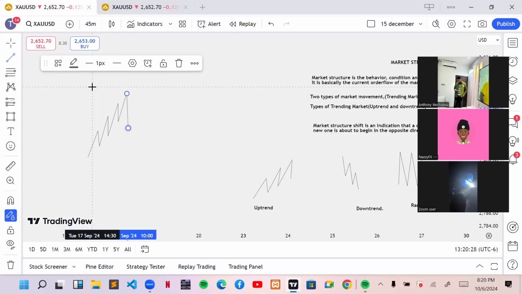The previous trend that the market was on would not be maintained. Now it's an indication that this is no longer an uptrend, but the market is now turning into a downtrend. So if you were taking buys previously and you witness a market structure shift, what you should be looking out for is now sells. This shift is an indication that the current uptrend is about to end and the new trend, which is a downtrend, is about to begin.